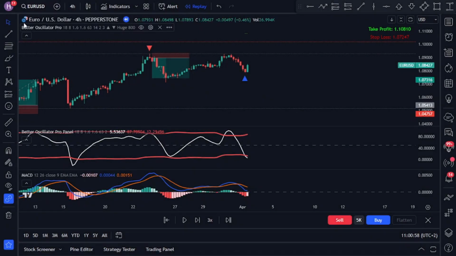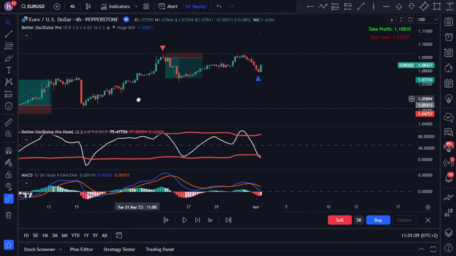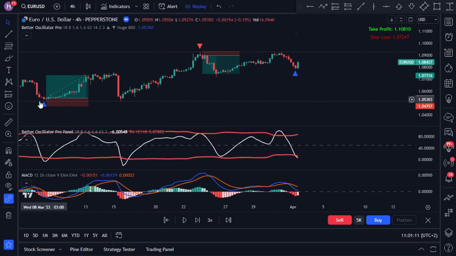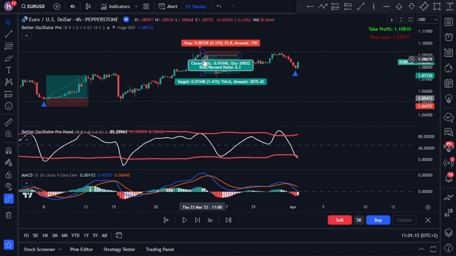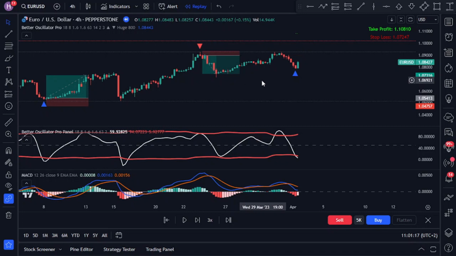Let's start by looking at an example. Currently on the chart, we have the euro against the US dollar on the 4-hour time frame. Firstly, it doesn't matter whether the market is trending or moving sideways, the indicator empowers you to identify optimal entry and exit points with remarkable accuracy.